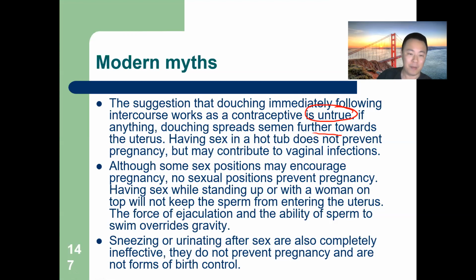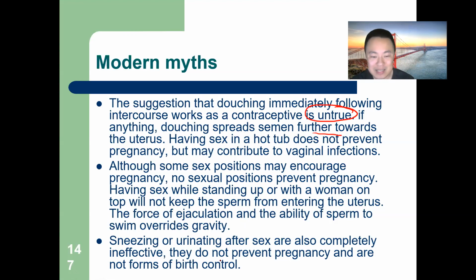Okay. Although some sexual positions may encourage pregnancy, no sexual positions prevent pregnancy. Having sex while standing up or with the woman on top will not keep the sperm from entering the uterus. The force of the ejaculation and the ability of the sperm cells to swim overrides gravity here, and especially peristalsis of the vaginal canal that we've talked about earlier in lecture.